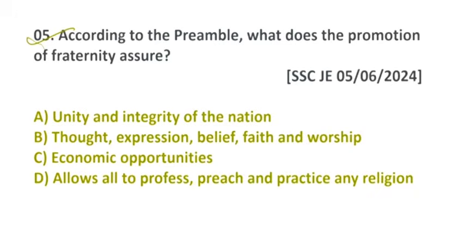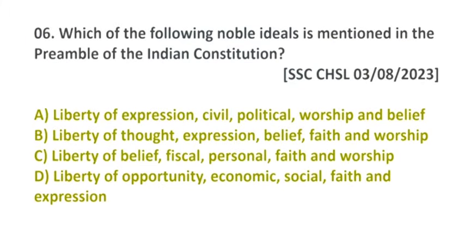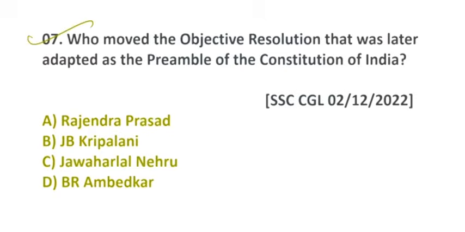Question number 5. According to the preamble, what does the promotion of fraternity assure? Option number A, unity and integrity of the nation. Question number 6. Which of the following noble ideals is mentioned in the preamble of the Indian Constitution? Option number B, liberty of thought, expression, belief, faith, and worship. Question number 7. Who moved the objective resolution that was later adopted as the preamble of the Constitution of India? Option number C, Jawaharlal Nehru.